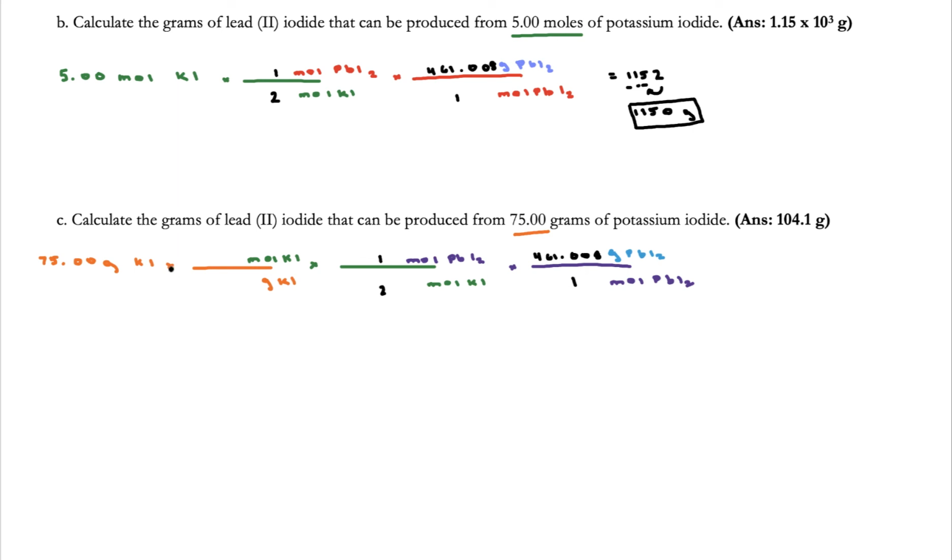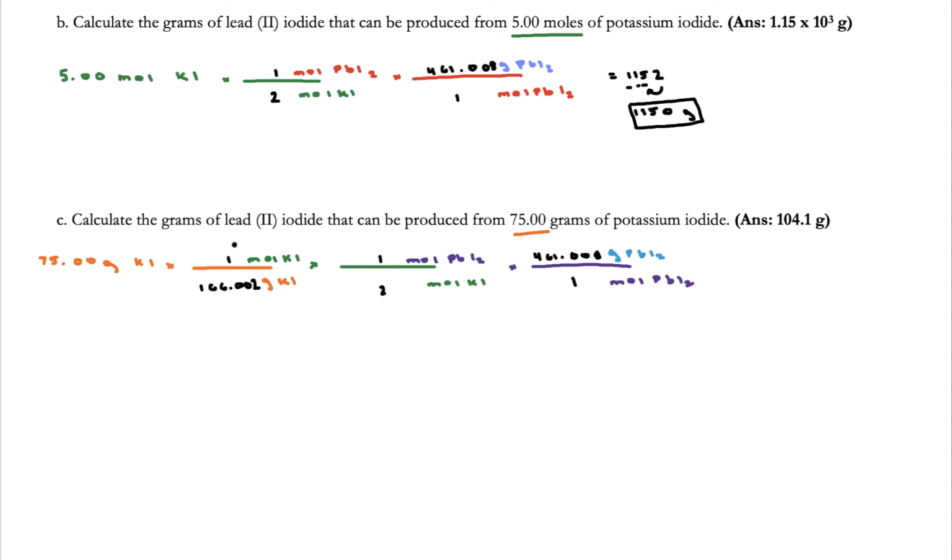Sorry, my handwriting's getting bad. And now I just need to determine the molar mass of potassium iodide. The molar mass of potassium is 39.098. The molar mass of iodide is 126.904. And so what you end up getting for the molar mass, which I'm going to put on the bottom, is 166.002 grams for every 1 mole.